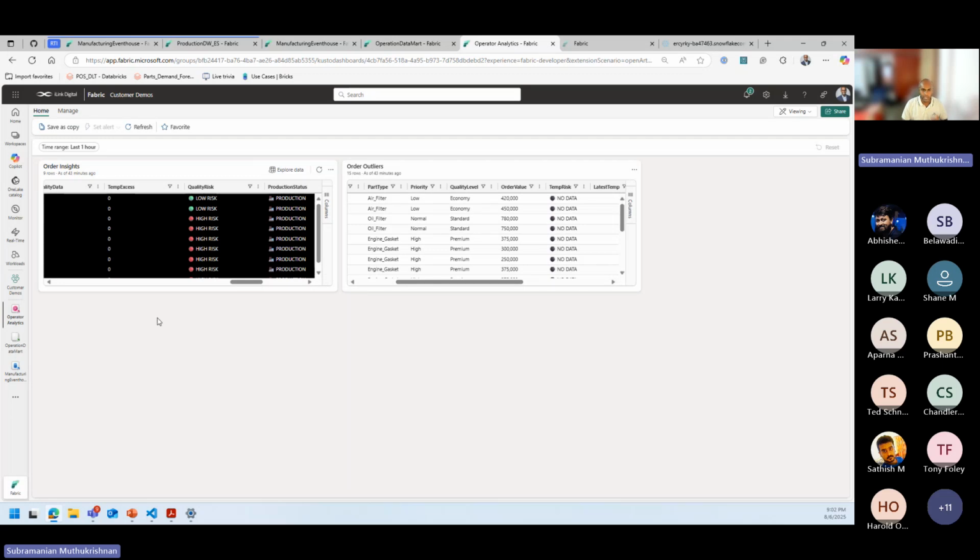So this gives the flexibility for Sarah to understand, okay, instead of waiting for days and hours with multiple cross-functional teams to query the data from different systems, Sarah can now use the real-time intelligence dashboard to connect multiple systems and act upon it.